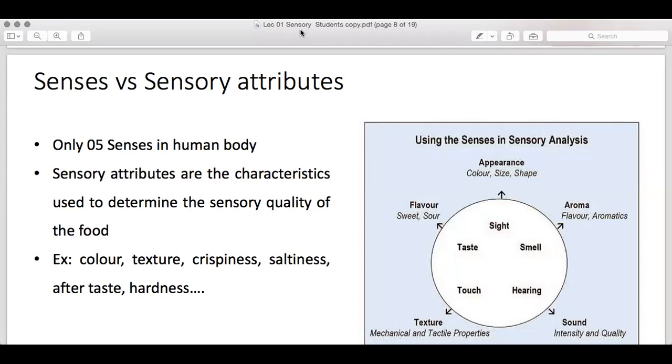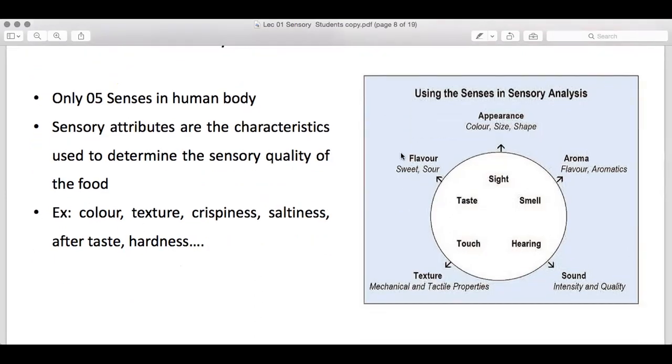As an example, color belongs to sensory attributes, and texture, crispiness, saltiness, taste, sweetness, and flavor, aroma, all these things belong to sensory attributes. So it is very important to remember the differences between senses and sensory attributes.